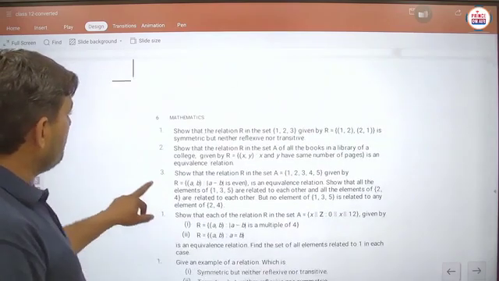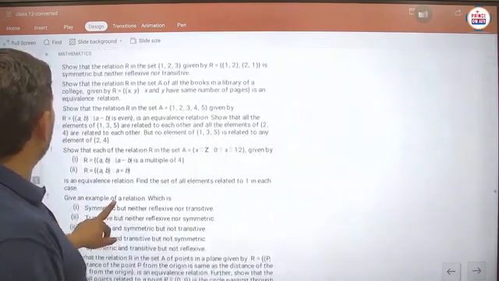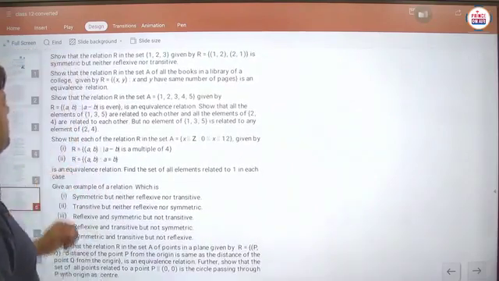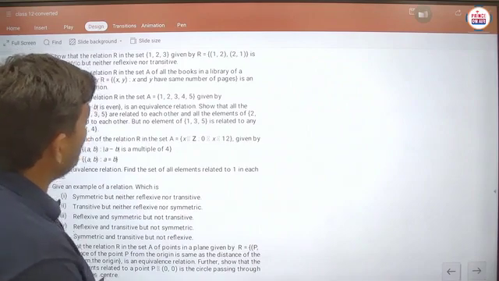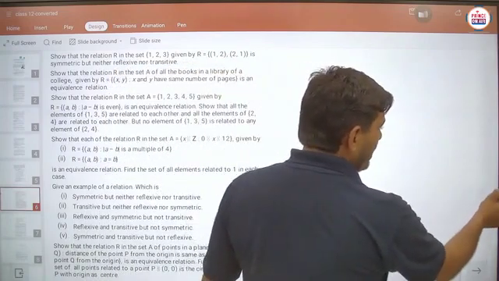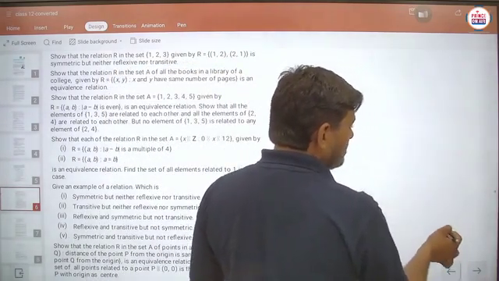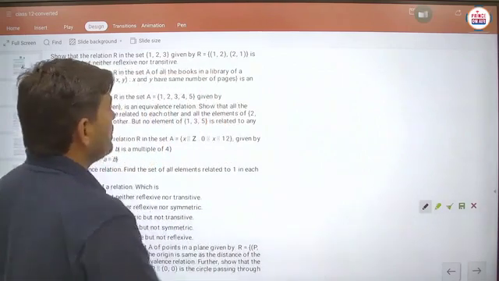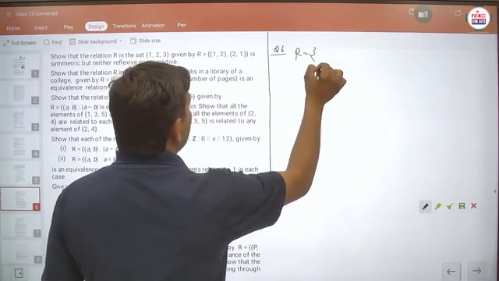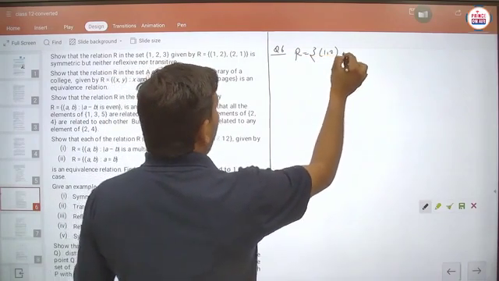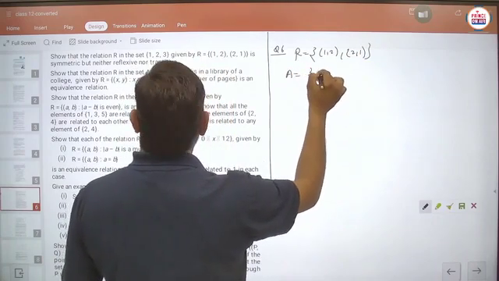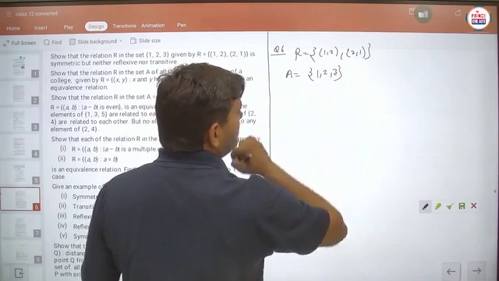So question number 6 is here. In this question, the relation R in the set {1, 2, 3} given by R = {(1, 2), (2, 1)} is to be shown symmetric. It is a very common question, and you can easily answer such questions, no problem. The relation R is given as (1, 2) and (2, 1), and this relation is defined on the set A, which is {1, 2, 3}. Is it to be clear?